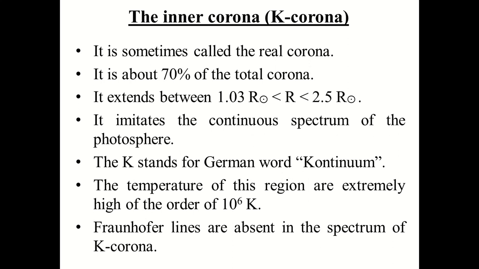It is about 70% of the total corona. That means if we observe the spectrum of the coronal radiation, we can see that 70% of the solar spectrum or coronal spectrum is a continuum spectrum, which is a part of this inner corona. It actually extends between 1.03 solar radius, that is starting from the chromosphere, and extends to 2.5 times the solar radius. So if solar radius is this much, then it extends to around 2.5 solar radius.